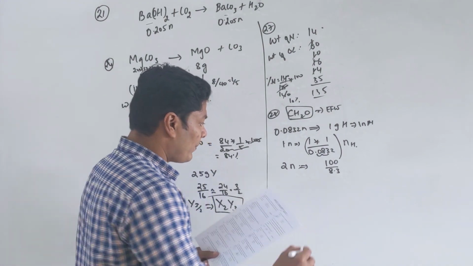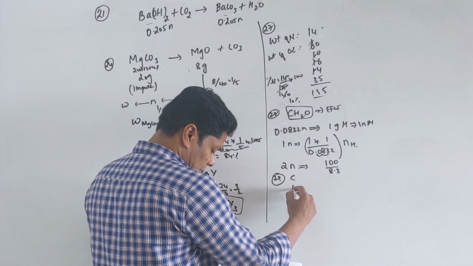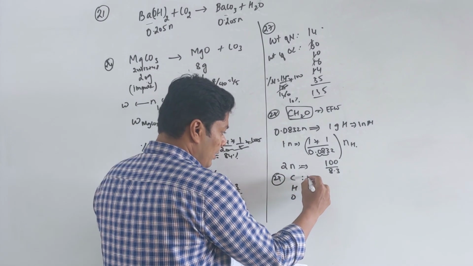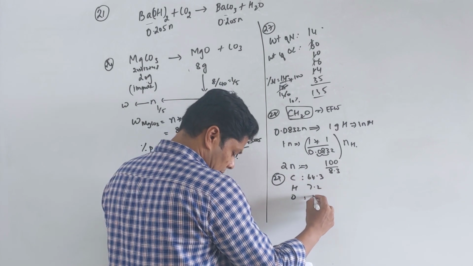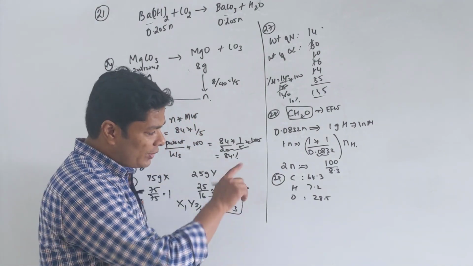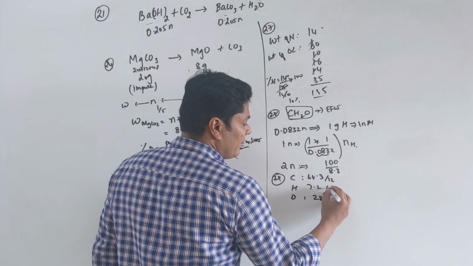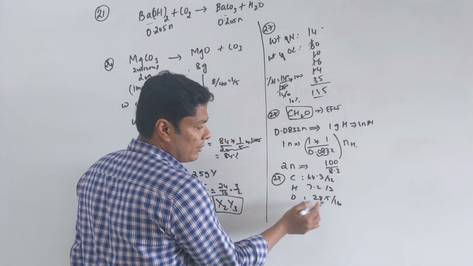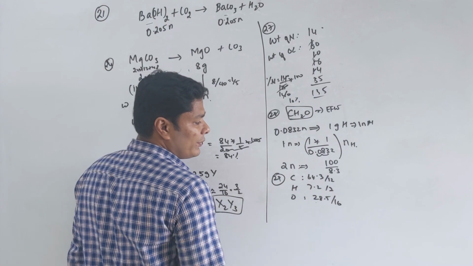29 is simple. So, they have given you carbon, hydrogen, oxygen: 64.3, 7.2, 28.5. The numbers are uncomfortable, but you are not going to see these type of numbers in NEET. So, I divide by 12, divide by 1, divide by 16, the atomic weights. Percentage divided by atomic weight will give you this.